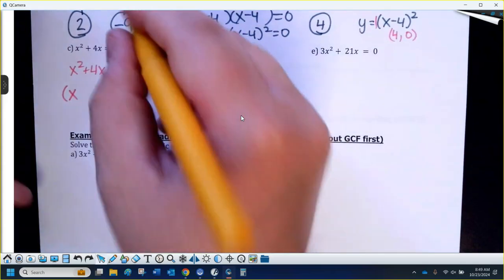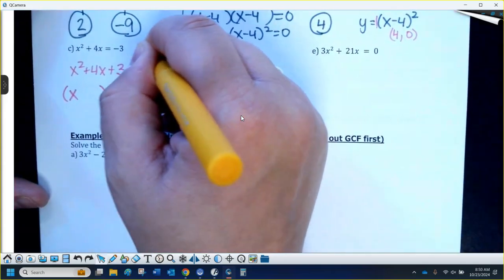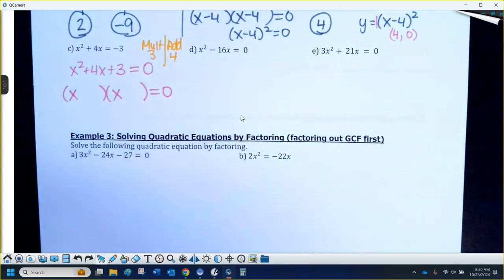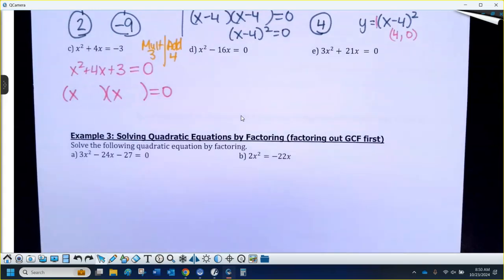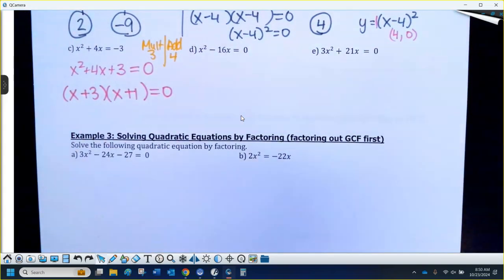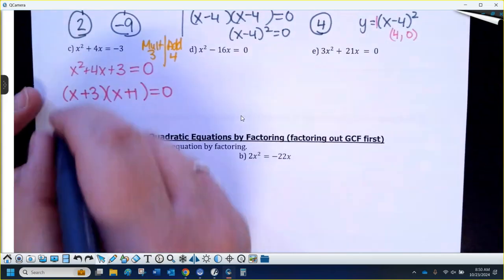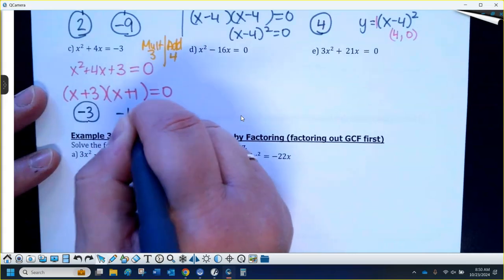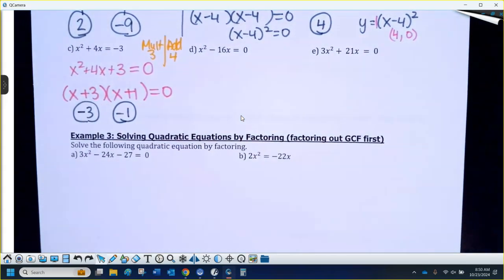Let's see. This one, I need two numbers that multiply to 3 and add to give me 4. Can you think of two numbers that, when you multiply them, give 3, and add them, you get 4? 3 and 1. So these are both positive, to match up with that quadratic. The actual answers, though, are what set those factors equal to 0. So negative 3 and negative 1 are the actual answers to the equation.